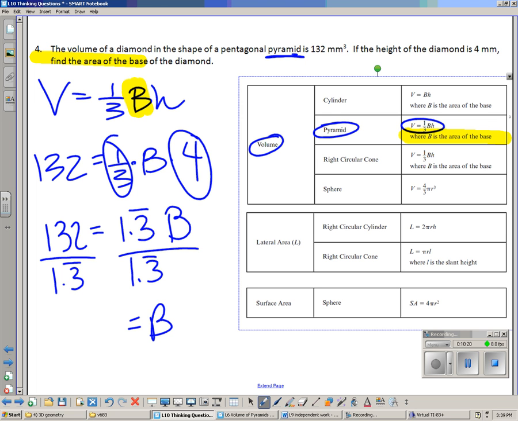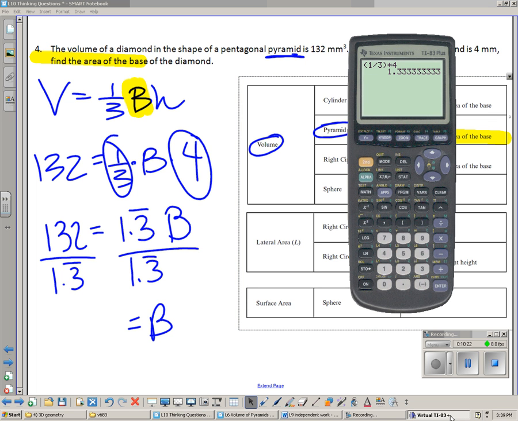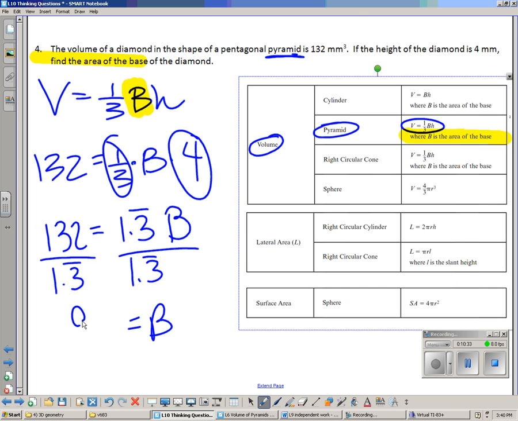If you're on your calculator to do this division, you can do 132 divided by 1.33333 and just fill in as many threes as you can so that it fills up the line, and big B is 99. Now the units are important. Big B is the area of the base. Areas are always measured in square units. So if your units are millimeters, which is what they gave us, the area is in millimeters squared.